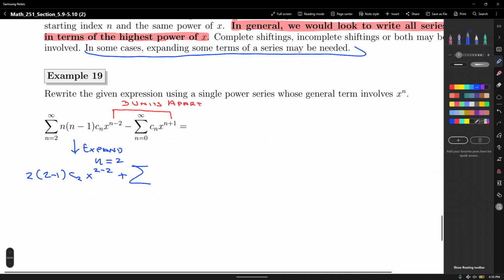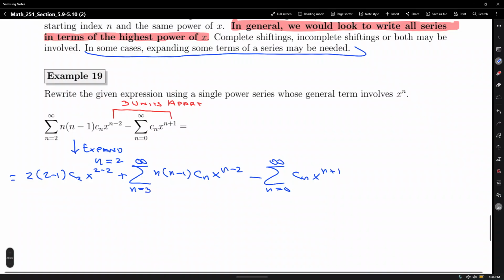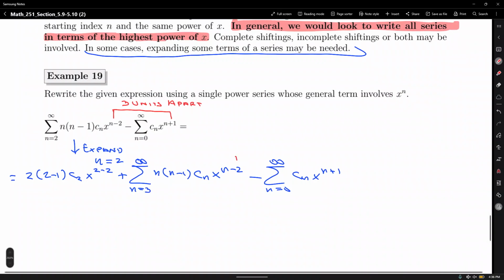Now the series is going to start at 3, right? So the sum from n equals 3 to infinity of n times n minus 1 c sub n x to the n minus 2, minus the sum from n equals 0 to infinity of c sub n x to the n plus 1. All right? Now check this out. At this point, we may go ahead and do the addition, the plus 3 plus 3 plus 3 plus 3. And then we can already do the minus 3 in the starting index.